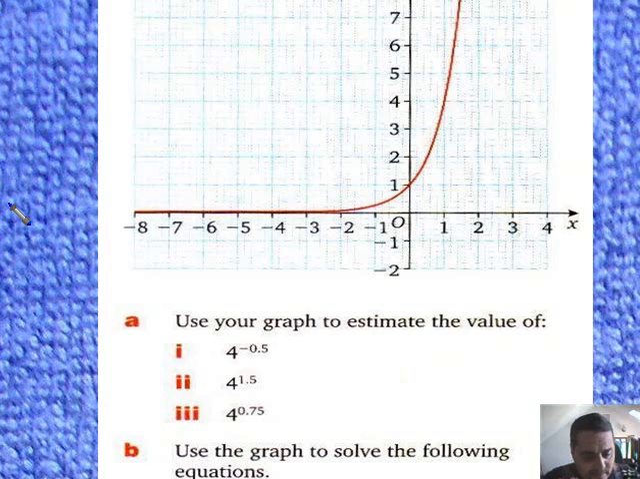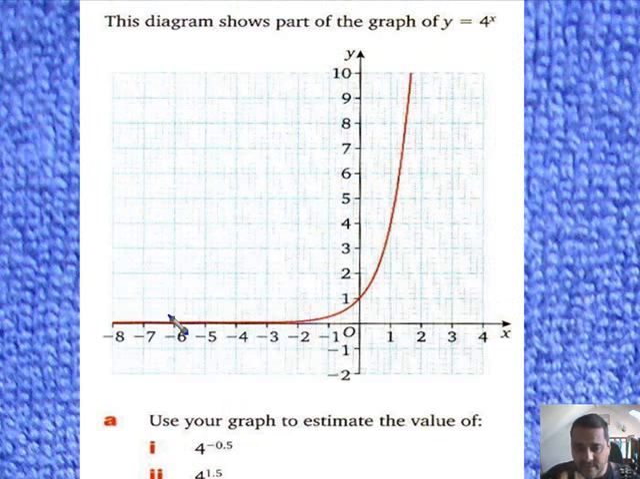Question 5. The diagram shows part of the graph of y equals 4 to the power of x. There it goes powering off in the positive direction there.